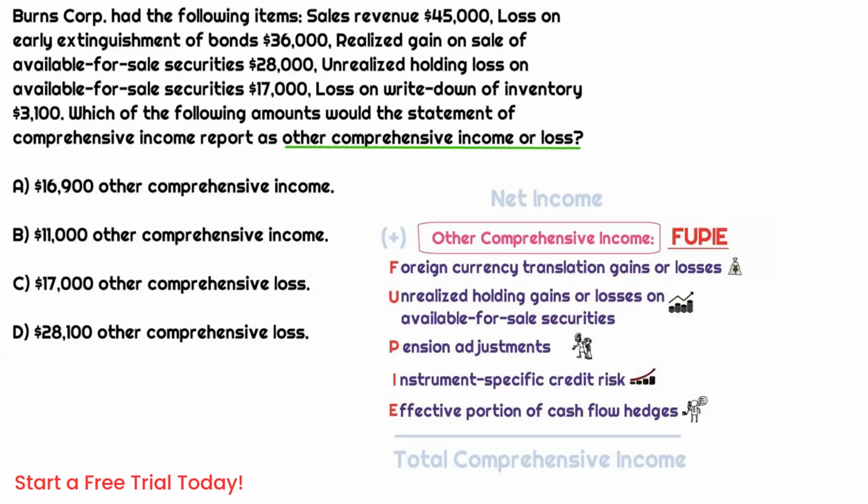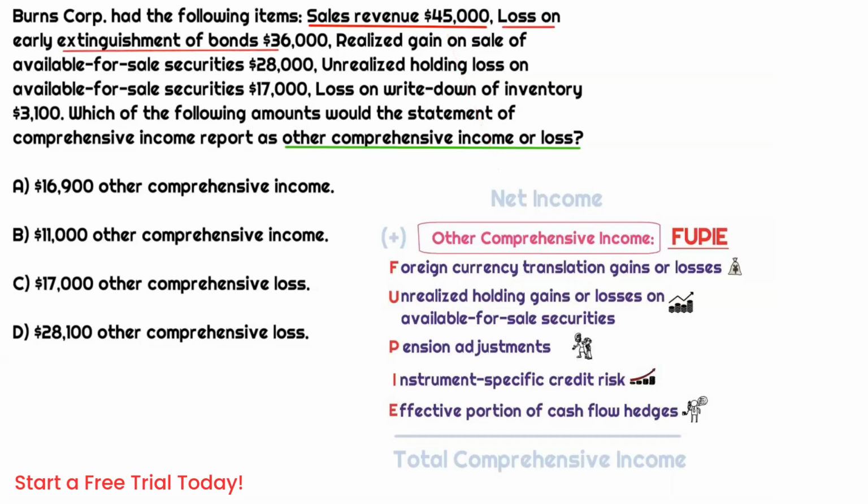We got to read each of these and ask ourselves, is this included in OCI or not? Sales revenue of $45,000. Sales revenue is going to be excluded from OCI specifically. Right? At the end of the day, there's two components to the calculation of total comprehensive income: net income plus other comprehensive income. Sales revenue has to do with the calculation of net income. So this is going to be excluded.